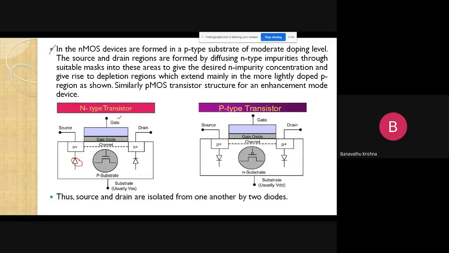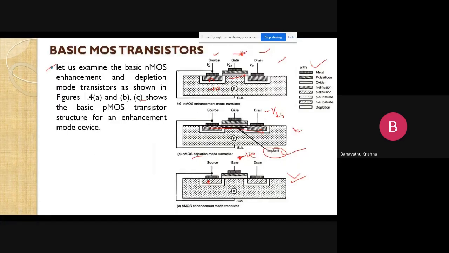Coming to this P-type device, the substrate is N-type here. So the diffusion is P plus. See here, the diffusion is P plus, and the substrate is N-type. But in the case of the N channel, the substrate is P type. In the case of the P channel, the substrate is N type. It is completely opposite to the basic structure of this particular MOS transistor.